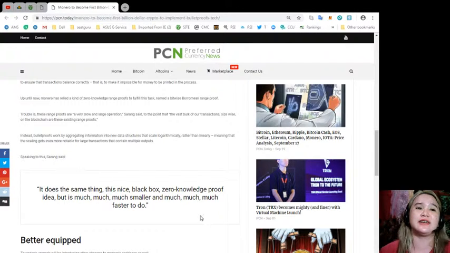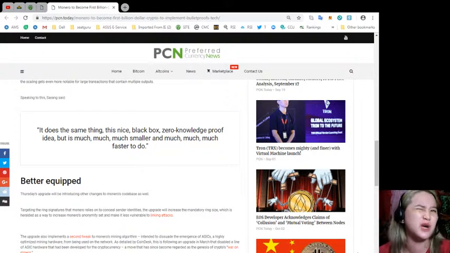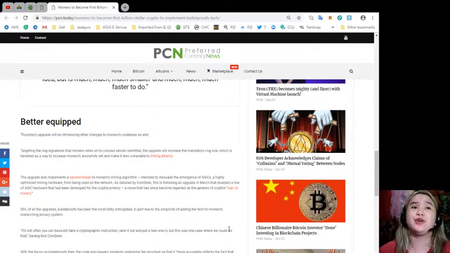Speaking to this, Sarang said, "It does the same thing, this nice black box zero knowledge proof idea, but it's much, much, much smaller and much, much, much faster to do." All right, better equipped. Thursday's upgrade will be introducing other changes to Monero's code base as well.